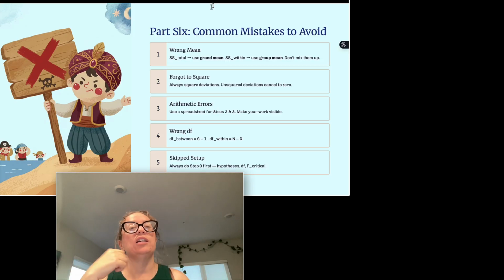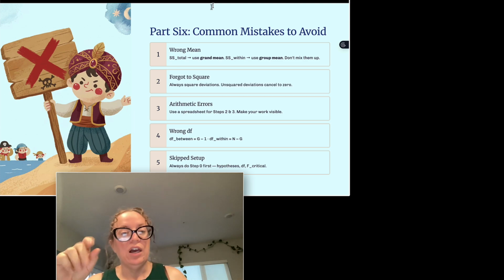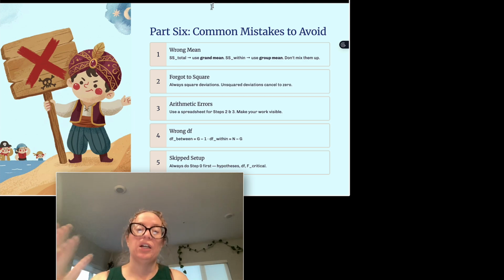Okay. The fourth mistake is the wrong degrees of freedom. So double check: degrees of freedom between is groups minus 1. How many groups do you have, minus 1. And then degrees of freedom within is how many total observations minus how many groups you have.